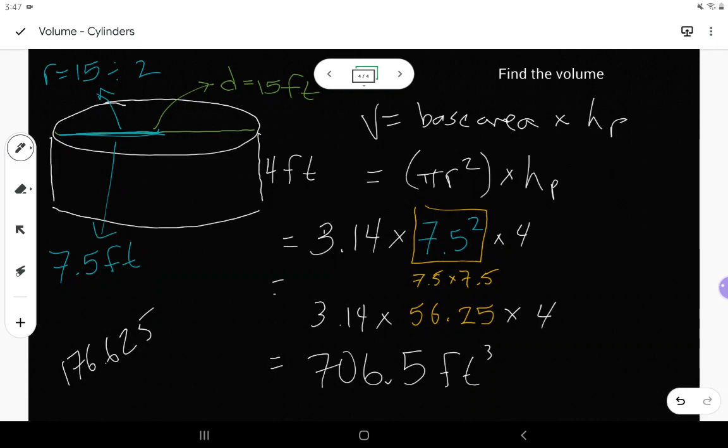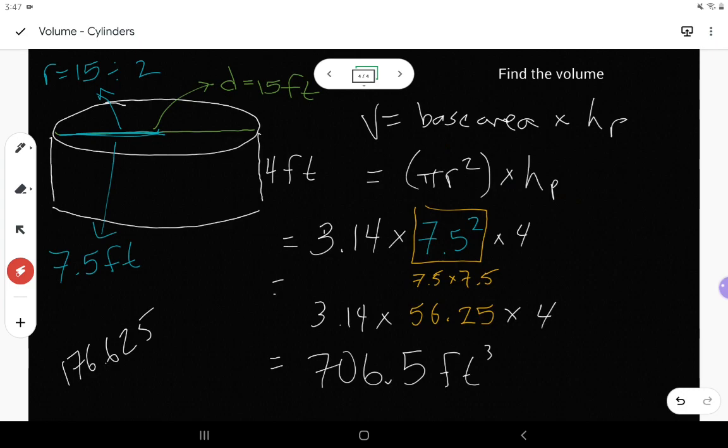Okay, so finding the volume of a cylinder works just like we did with the other shapes. We start off with that original formula, base area times the height of the prism. How a cylinder is different than its other counterparts we've looked at is the base area has to be a circle. So that means I need to start by finding the area of a circle and then multiplying by the height of the prism afterwards.